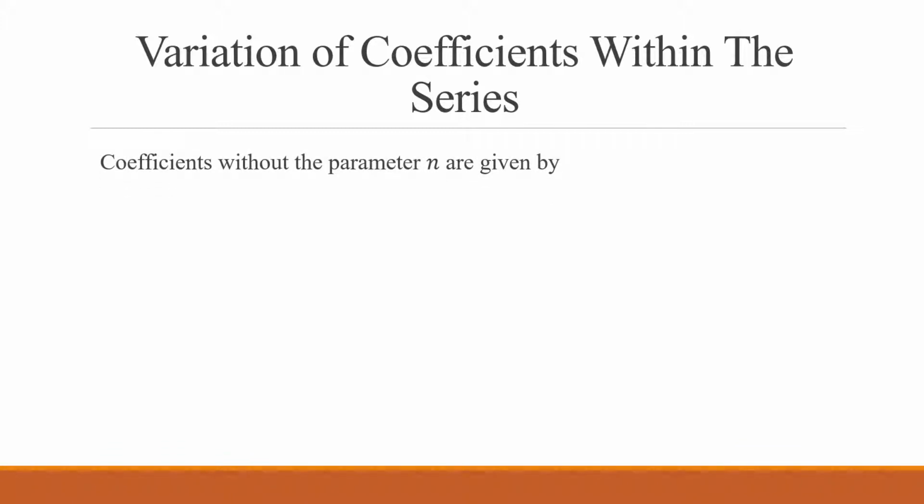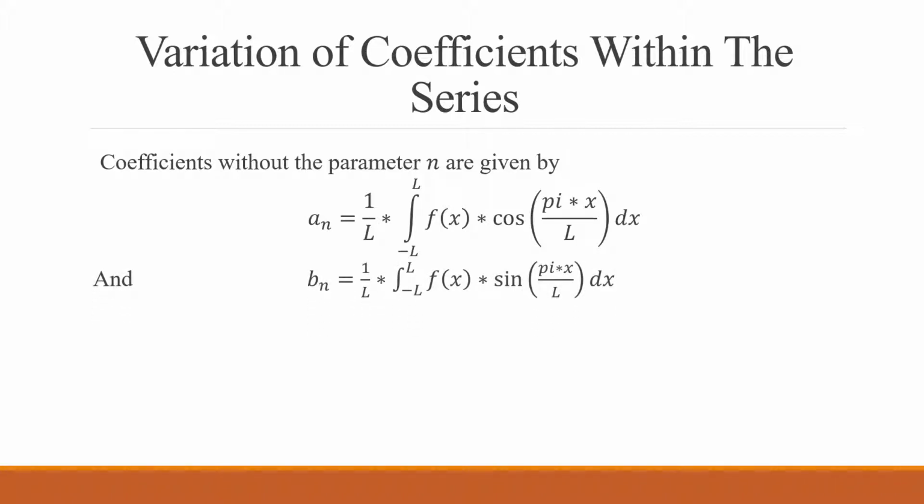To understand this variation of the coefficients within the series, we need to analyze the definition of the coefficients without parameter n. If we remove parameter n, the definition reduces to the one given on the screen, which says a_n is equal to 1 over L times the integral of the function times cosine of pi x over L, where the integration is done from negative L to the positive L. Similarly, b_n is equal to 1 over L times the integration of f of x times sine of pi x over L dx, where again the integration is done over the period from negative L to positive L. We observe that n doesn't show in these relations.